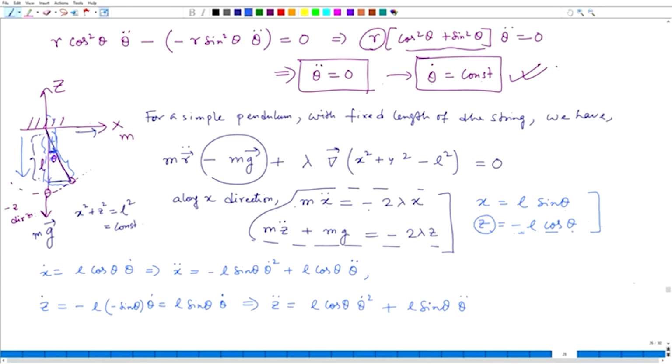Okay. Now, we will write the equation of Lagrange of the first kind for the system in the plane polar coordinate system, and I use this green ink again.